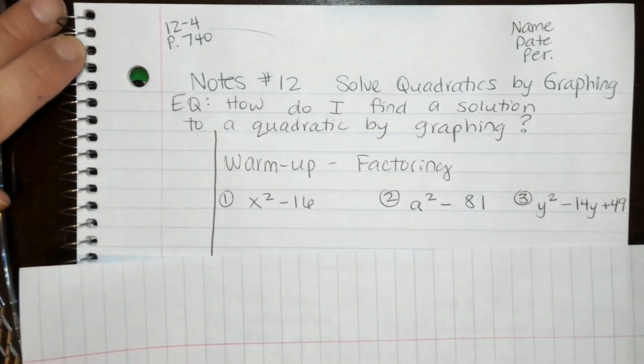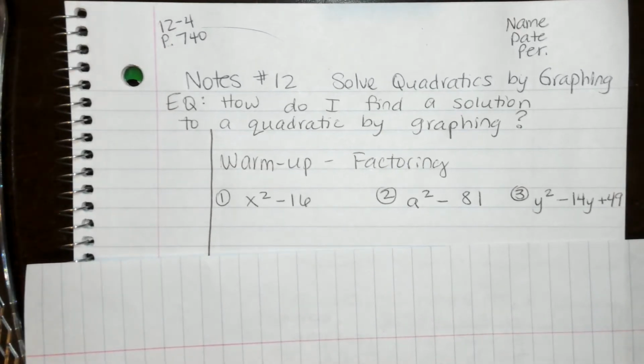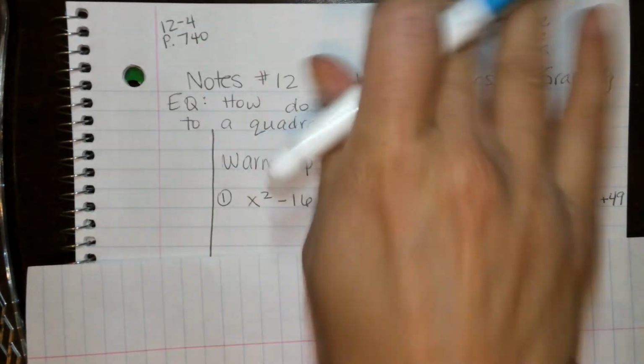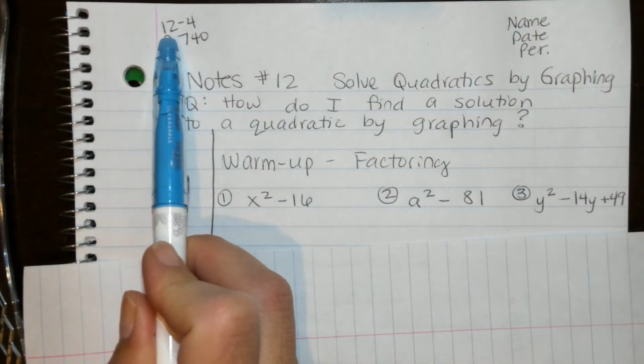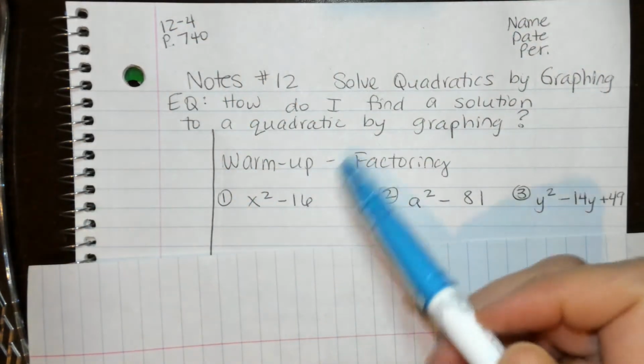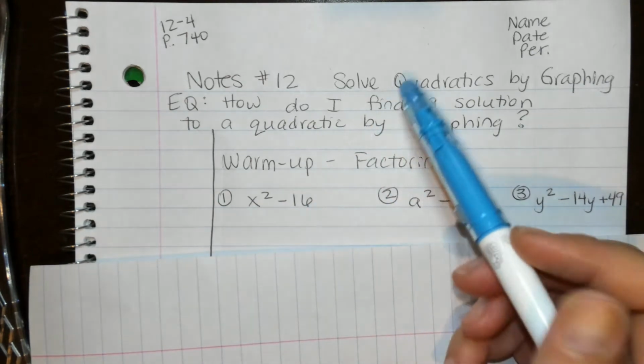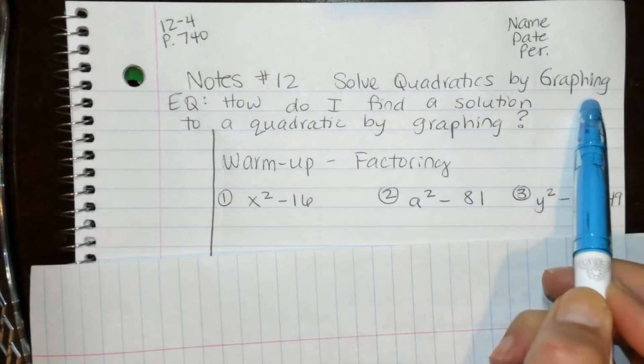All right, these are notes number 12, your first notes for the week. You should have this beginning part written down from class. This is notes from section 12-4. We're doing half of it today and then the other half on Wednesday or Thursday, depending on what period you're in. So we're solving quadratics by graphing today.